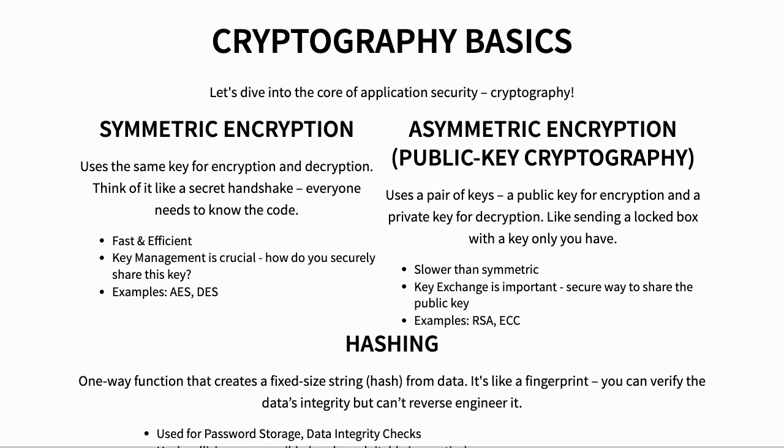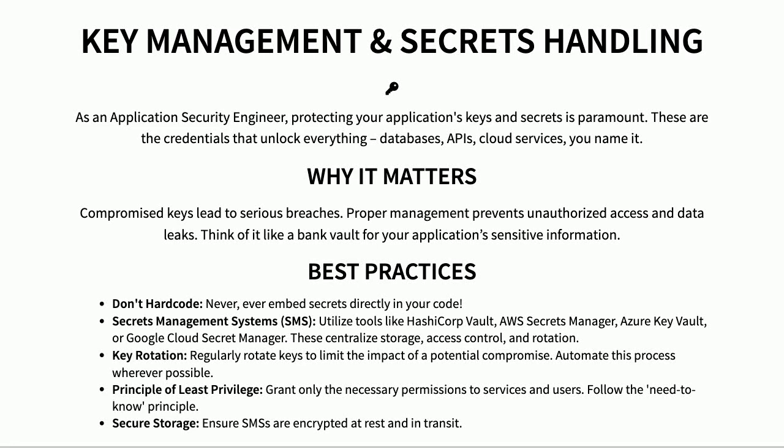Then there's asymmetric encryption, also known as public key cryptography. This uses a pair of keys, a public one for locking things up and a private one for unlocking them. It's slower but offers better security for key exchange. Finally, we have hashing. Hashing is like creating a unique fingerprint of your data. You can use that to make sure it hasn't been tampered with, but you can't get the original data back from the fingerprint.